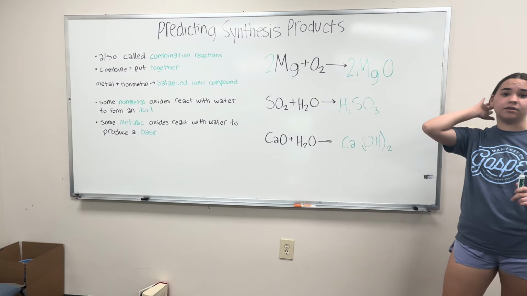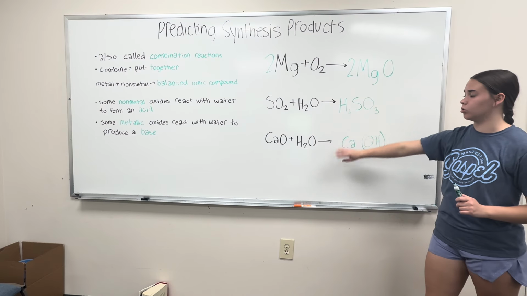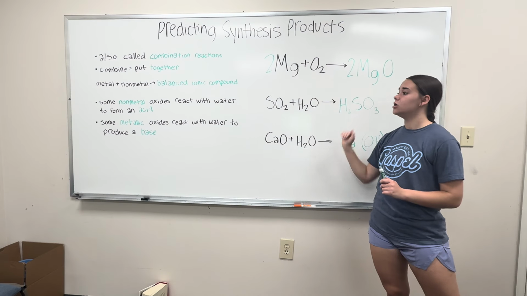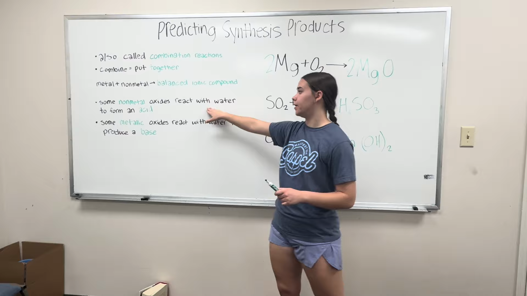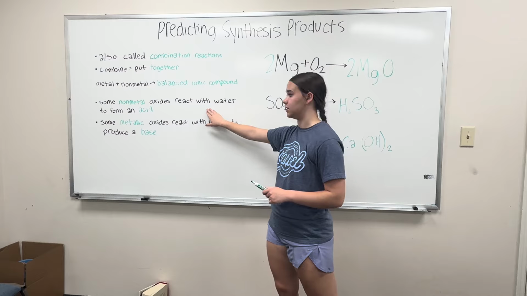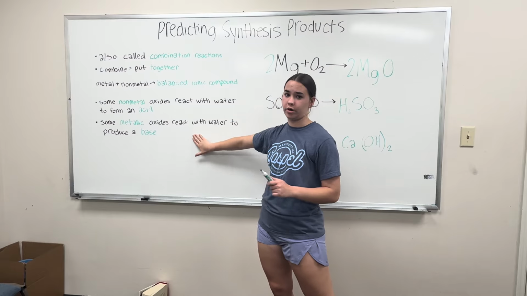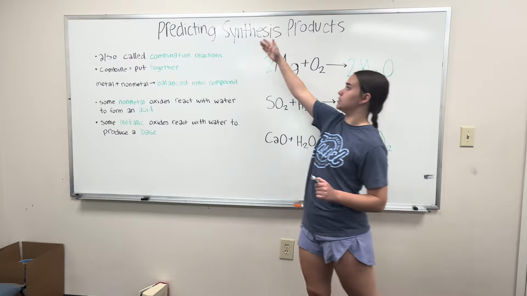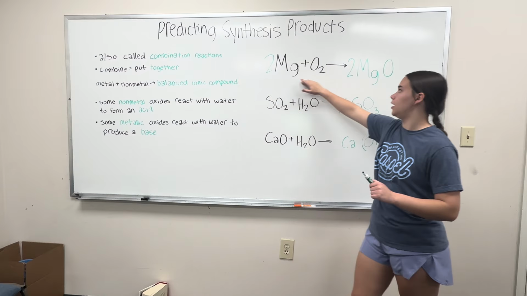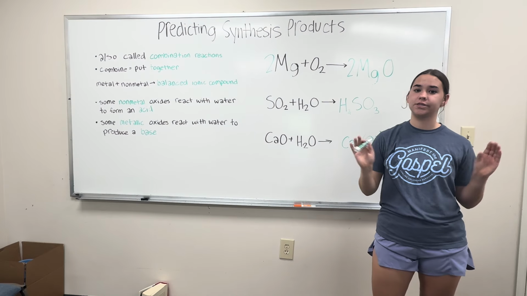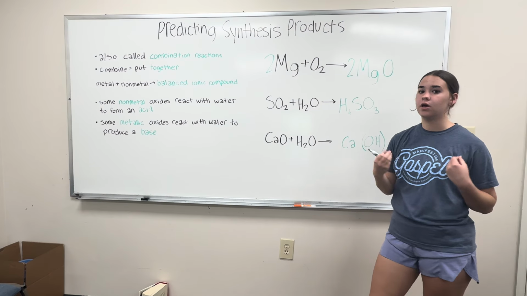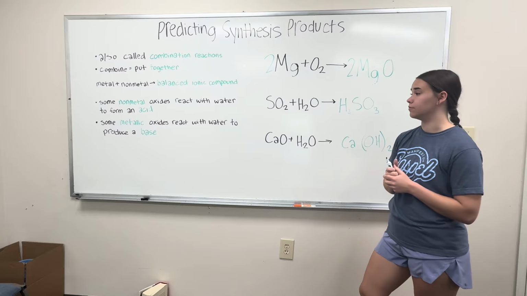Again, these are a lot funkier than our normal balancing, especially because we don't have just an element and another element. So just know that non-metal oxides react with water to form an acid, and metallic oxides react with water to produce a base. The main thing you need to worry about is the top examples and how to practice them like that. That's what you're most likely going to see whenever you're given practice problems on predicting synthesis products. So I hope this helped.